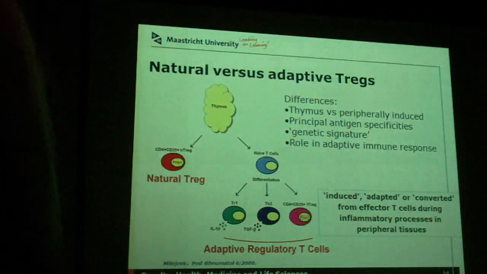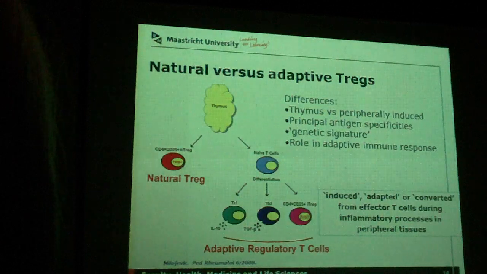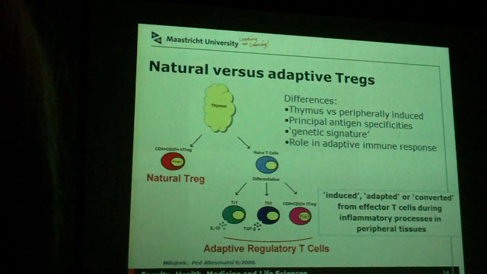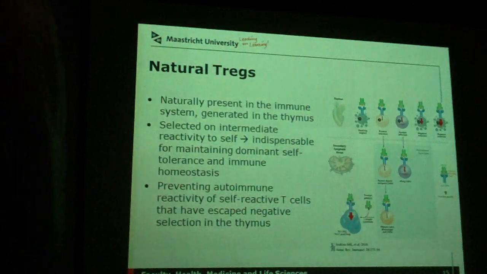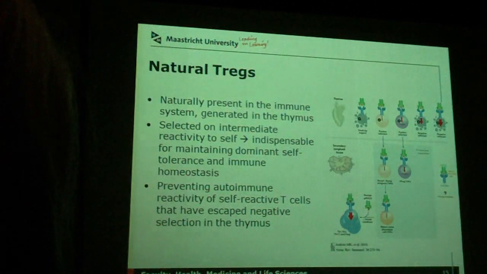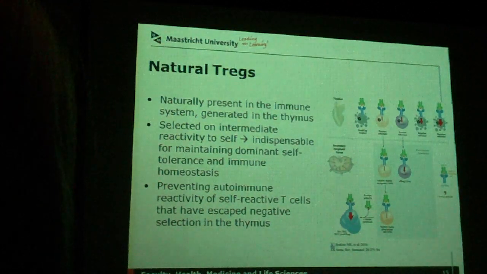They differ, of course, in their origin. Some really originate from the thymus and others are induced in the periphery. They differ in the genetic signature which they have and the mechanisms that they use to suppress immune responses. So these are the natural Tregs and these are the induced, adapted, or converted Tregs. If we have a closer look at what happens in the thymus, I will focus mostly in this presentation on the natural Treg, so the FOXP3 positive natural Treg which is coming from the thymus.